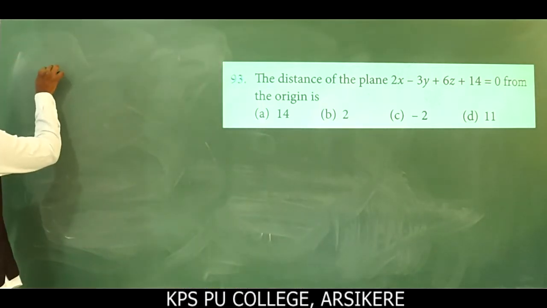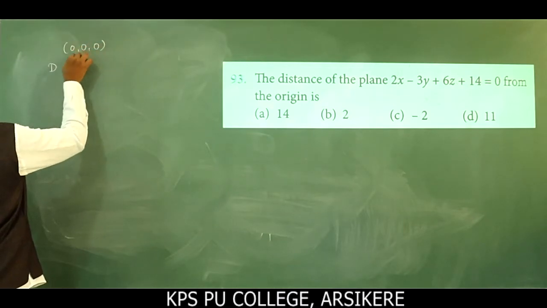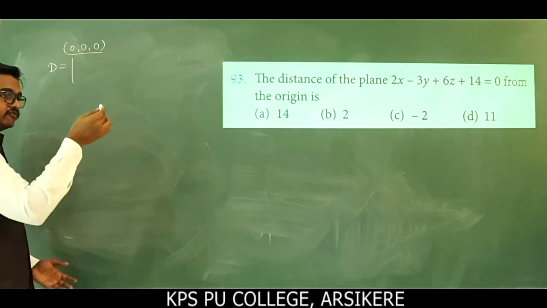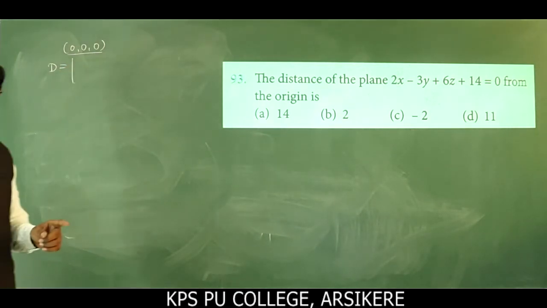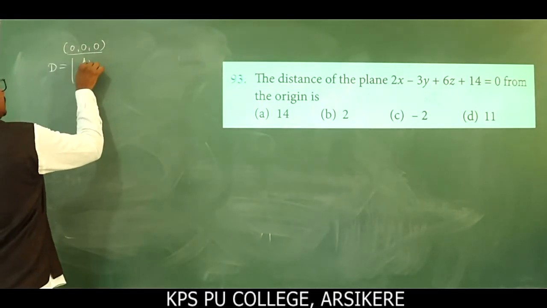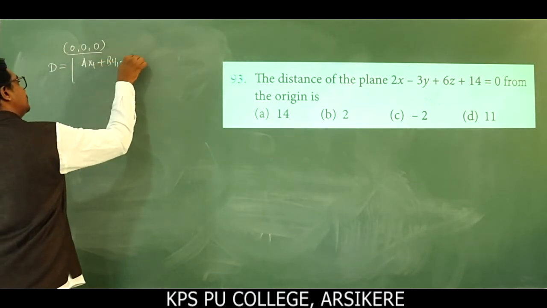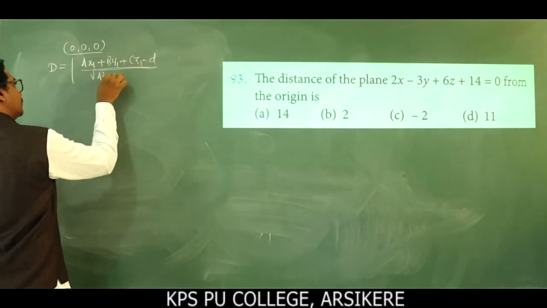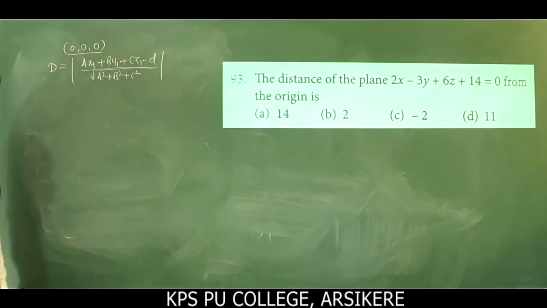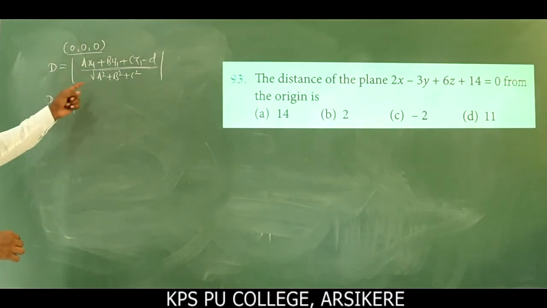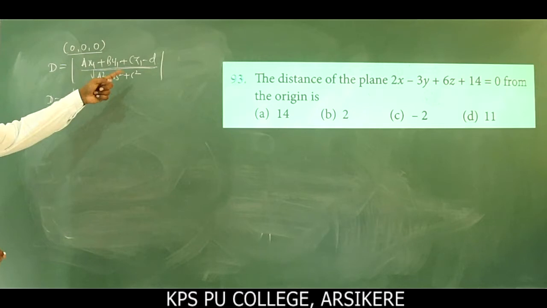So first method, note. Take the point as 0, 0, 0. This is x1, y1, z1. The distance of the plane from the point x1, y1, z1 is modulus of ax1 plus by1 plus cz1 minus d divided by root of a square plus b square plus c square. This is one method. Substitute here: a is 2, b is minus 3, c is 6 and d is 14, divided by root of a square plus b square plus c square, and substitute x1, y1, z1 as 0.